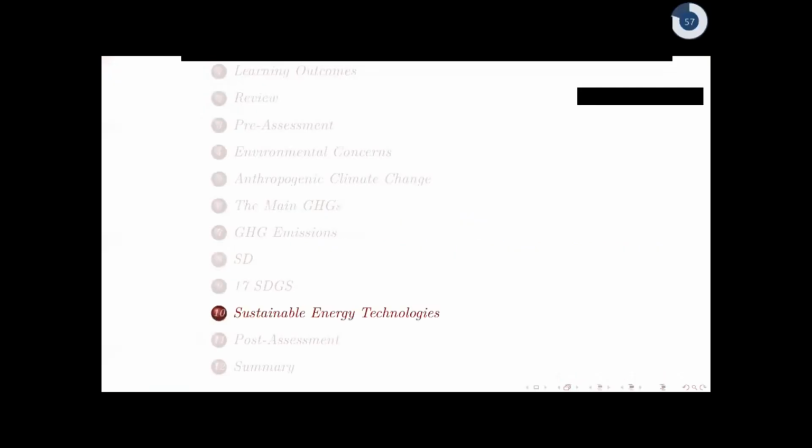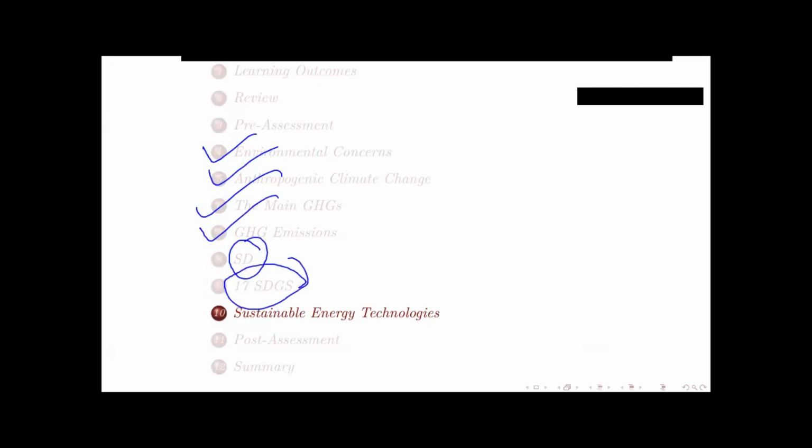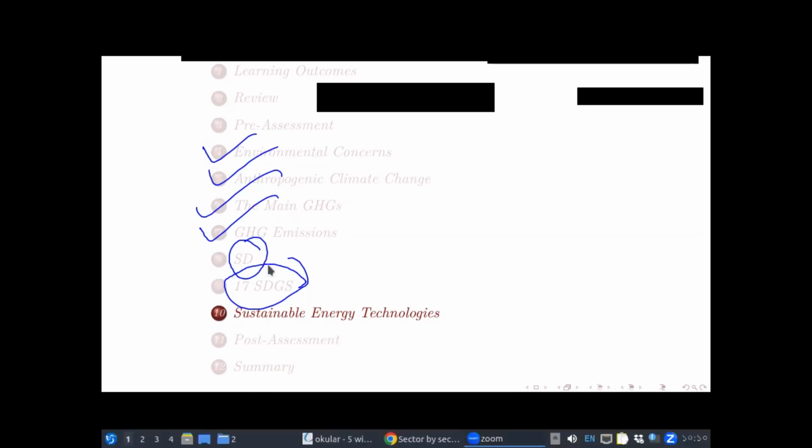Now, after going through all this, we discussed the environmental concerns: what is anthropogenic climate change, the main greenhouse gas emissions. We explored sustainable development. We went through 17 SDGs. Now you know the 3 pillars of sustainability. Now, tell me, which energy technologies will be sustainable, from this perspective, what you learned in these topics?